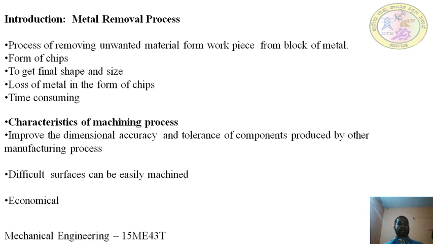So next is, difficult surfaces can be easily machined. The components which cannot be produced to the required shape and size can be easily machined. That may be a crankshaft that is having an eccentric axis, or that may be a flywheel, it is having ribs and everything. So these components can be easily machined by using various attachments.